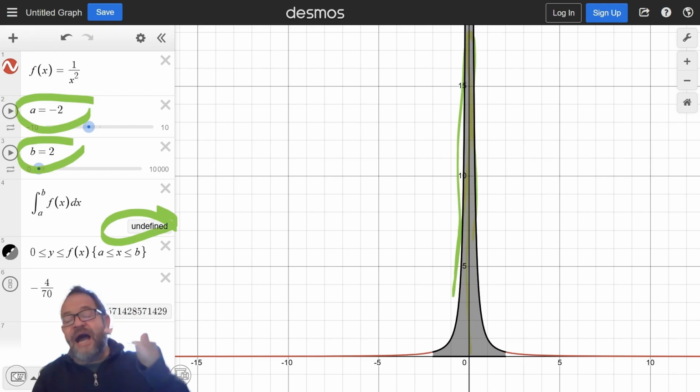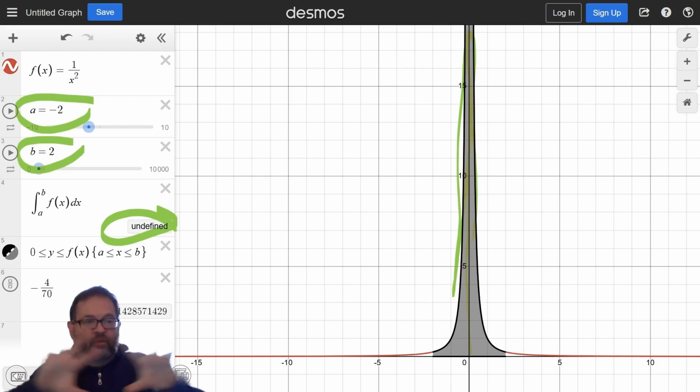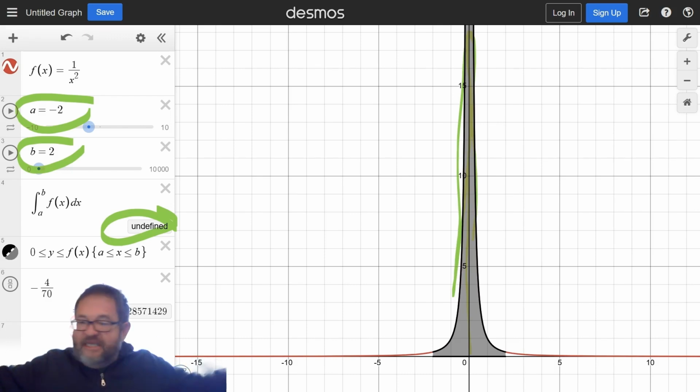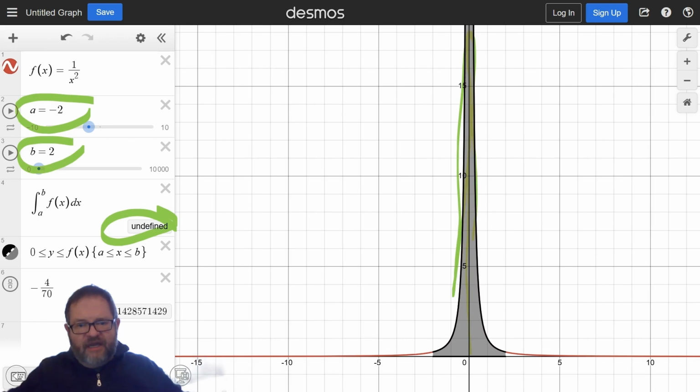So for now, I think we have enough to do for today with just the improper integrals where one of the limits of integration is either at negative infinity or positive infinity, or they're both at infinity, and that is good enough.